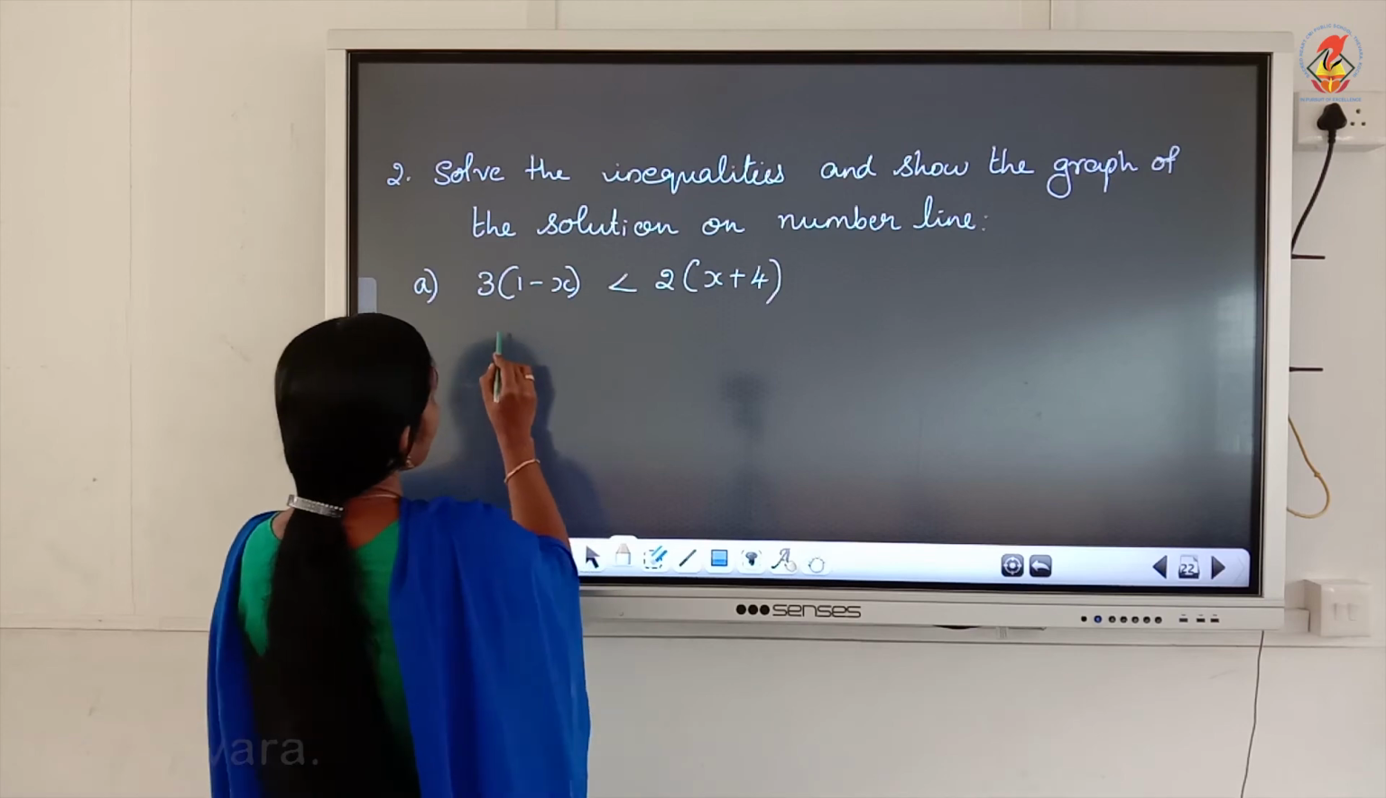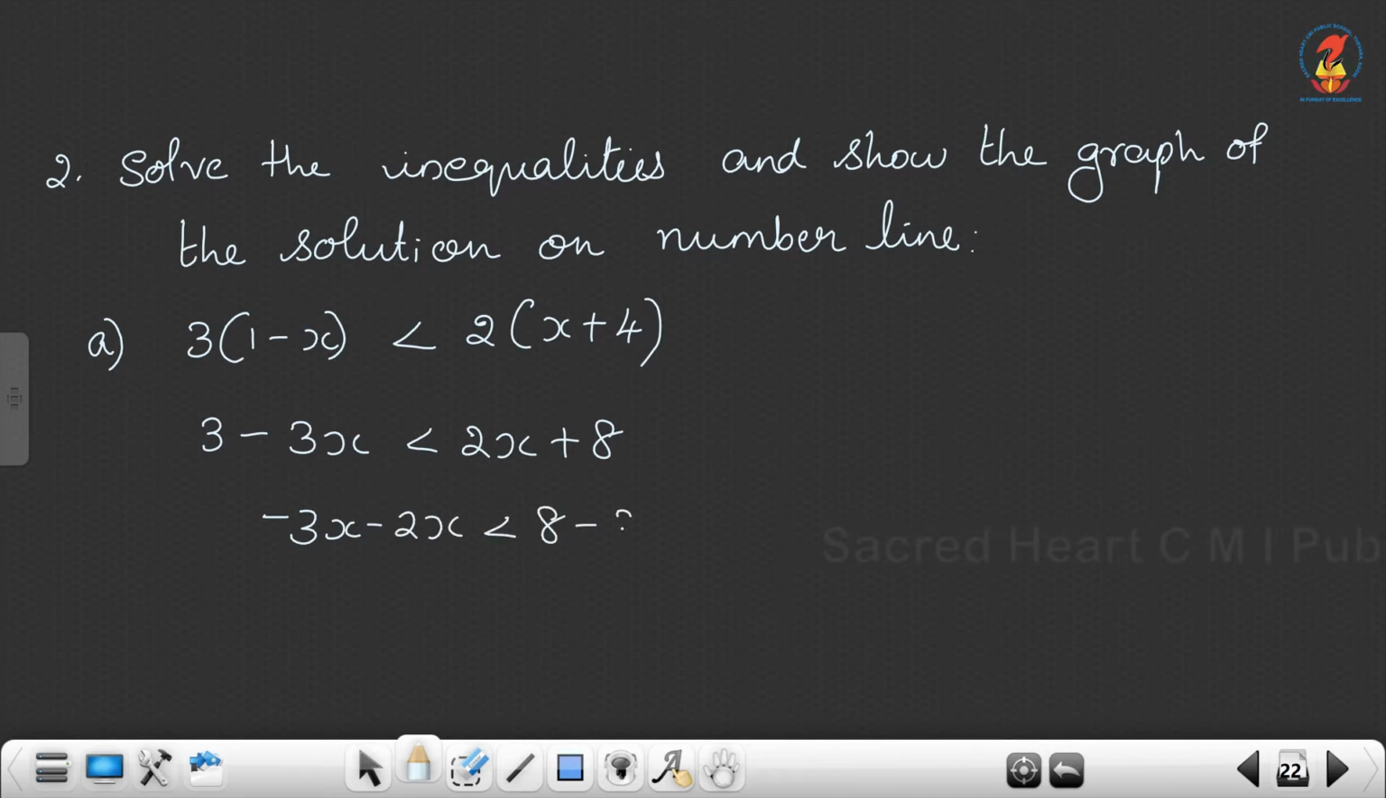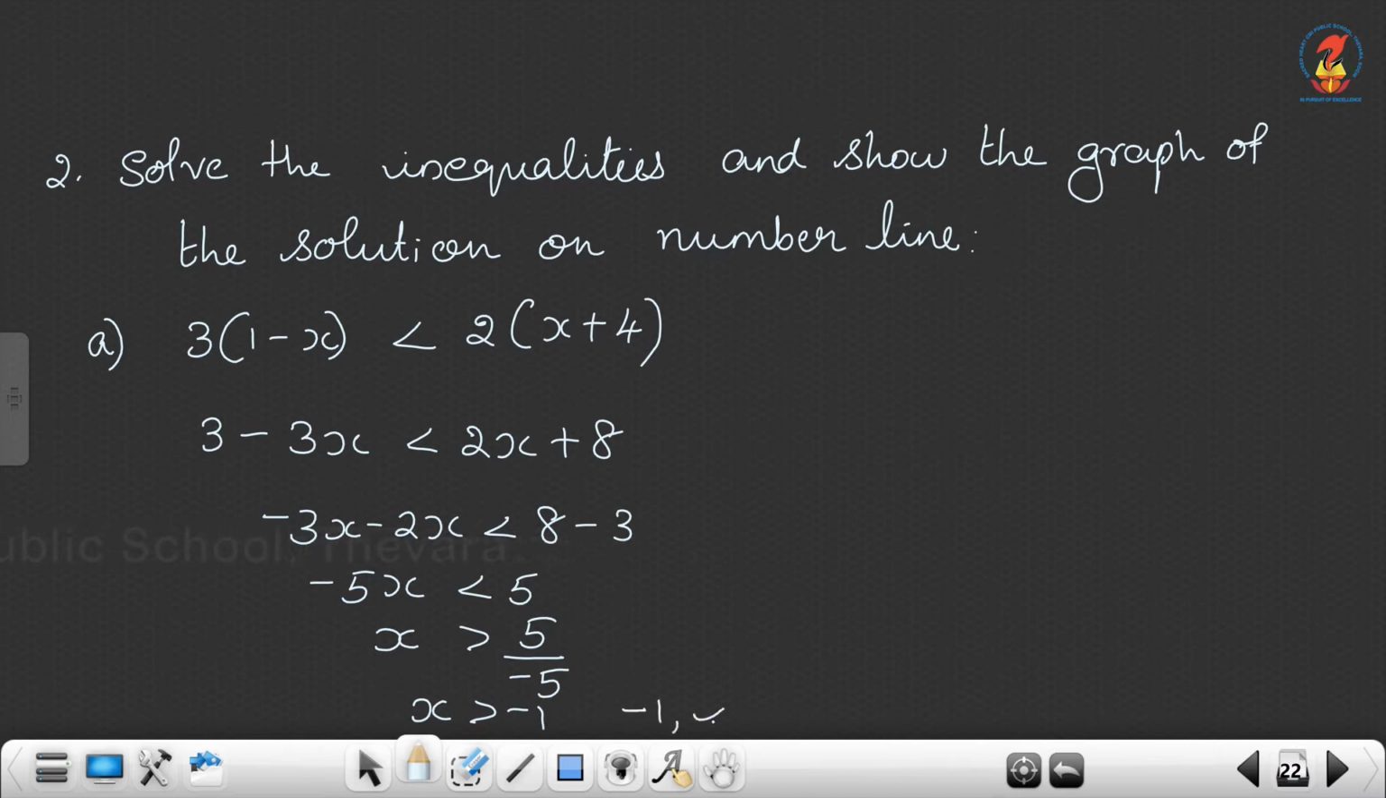So we can open this bracket: 2x plus 8. Take x to one side and 3 to the other side. So −5x < 5. So x is greater than, we have to divide by −5. So x > −1. Okay, that means −1 to infinity, that is the meaning. Minus 1 is open. So this is the solution.